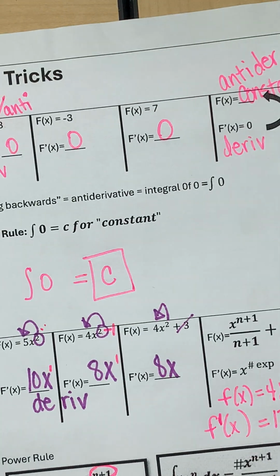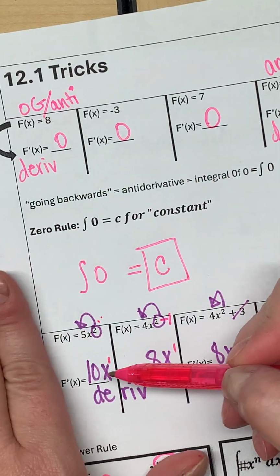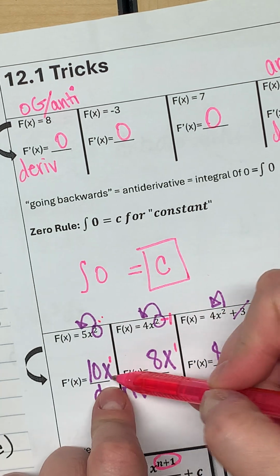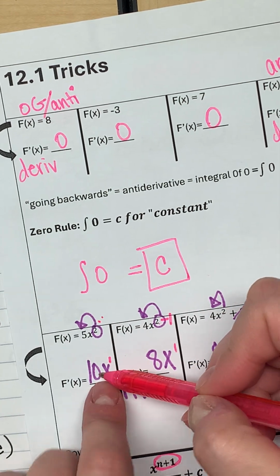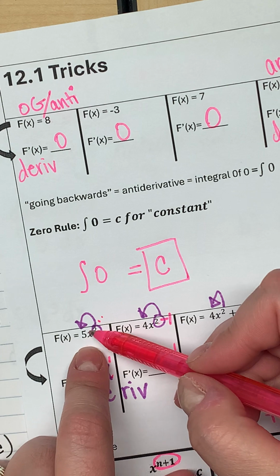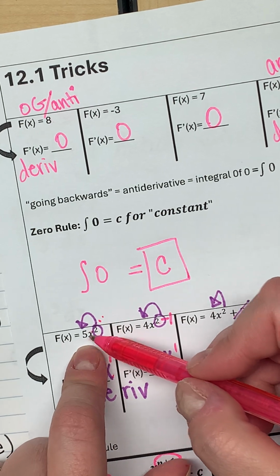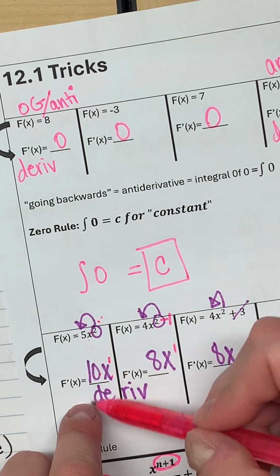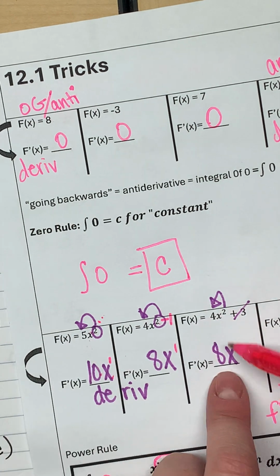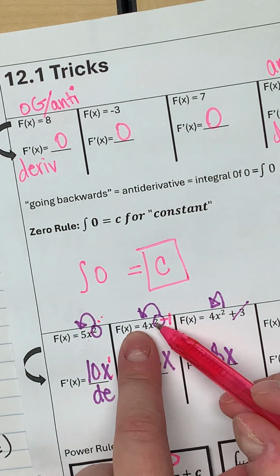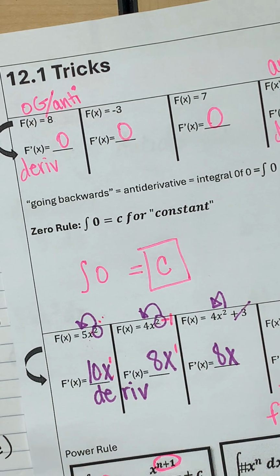Okay, so I just asked you, how do I go backwards? If I'm given the derivative that has a 10 in it, how do I go backwards to get the original equation with a 5 in it? And you said, well, you divide by 2. Same thing on this 8x to 4x squared. You have to divide by 2.